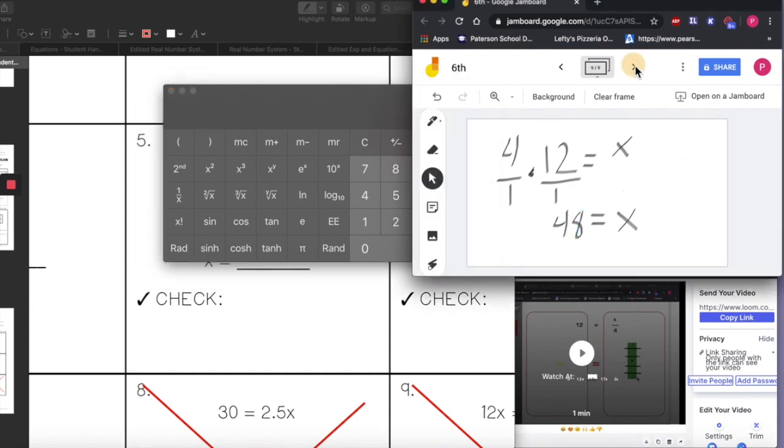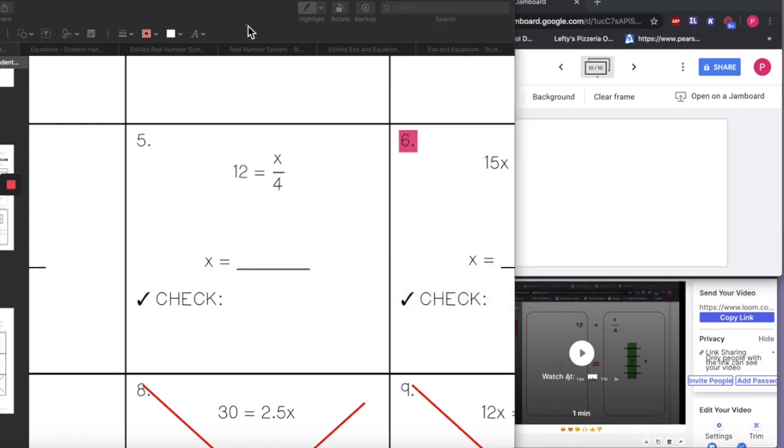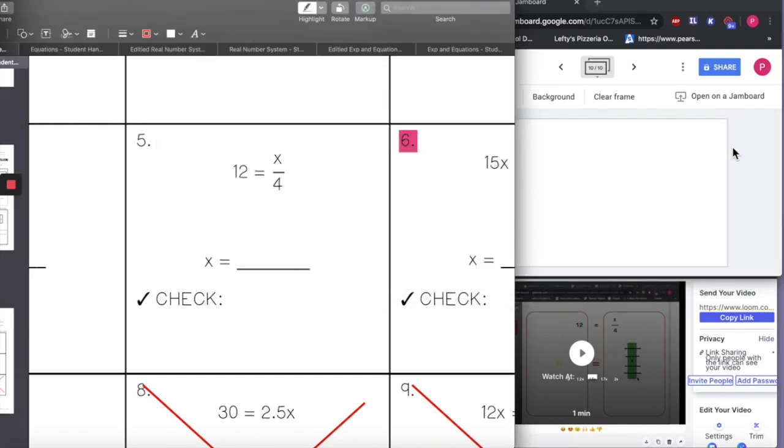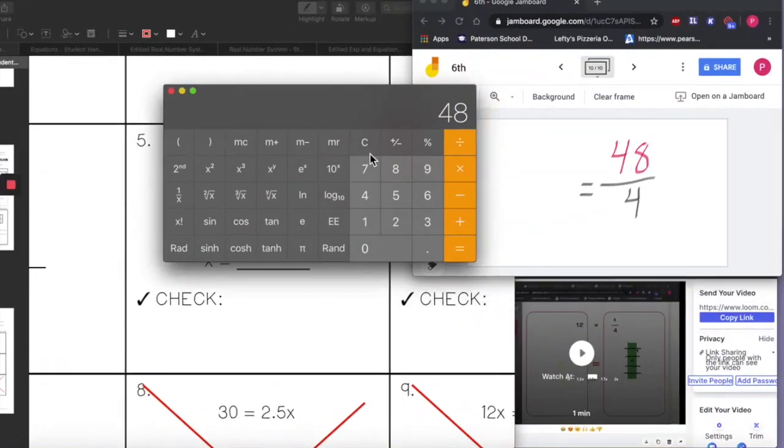And again, if you wanted to check this, whatever you got for x, my original equation was 12 equals x over 4. So I can substitute 48 in for whatever I got for x. So I had 48 for x, and it was being divided by 4. That means on the other side I should get 12. So I had 48 divided by 4, and I got 12. So I have the right answer.